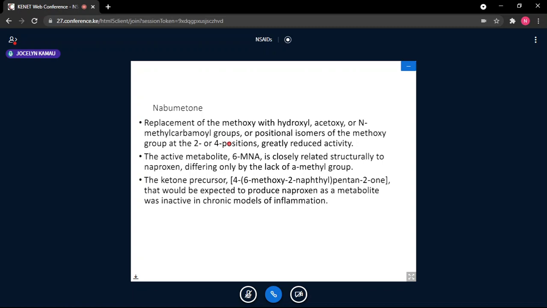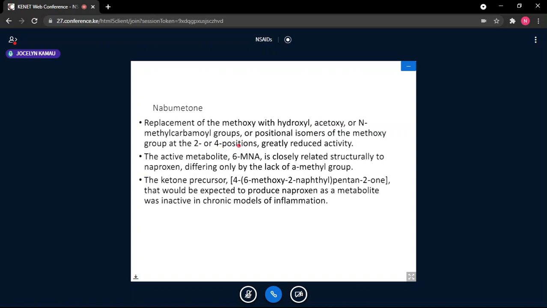Replacement of the methoxy group with a hydroxy group, which is of course very highly hydrophilic, an acetoxy group, a bit more hydrophilic, and methyl carbamyl groups, or positional isomers of the methoxy group at the 2 or 4 positions, greatly reduce activity. So yes, you can replace the methoxy with a methyl or chloro, which are still hydrophobic, but when you bring in groups which have extra oxygens and therefore introduce more water solubility, with the exception of the methoxy group, then you will decrease activity.